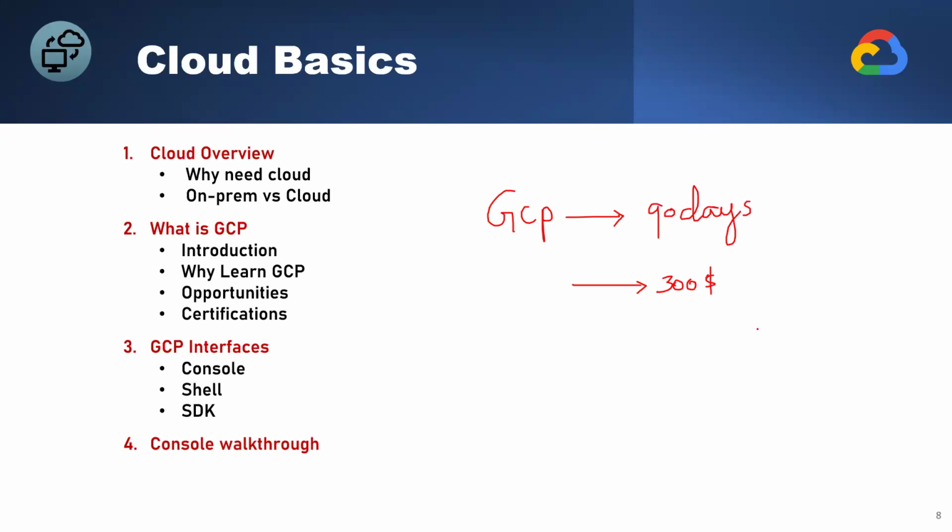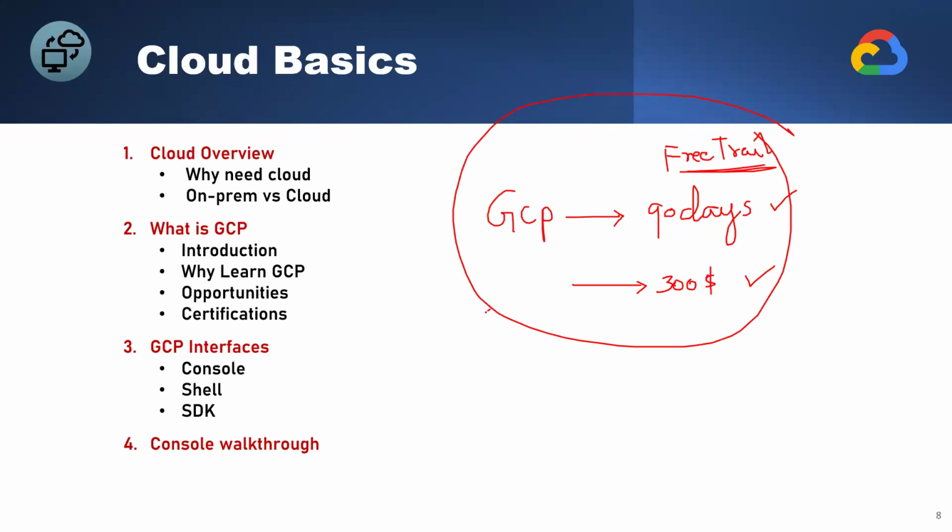Okay, so we are going to do all of these activities in the Google Cloud Platform only. Google Cloud Platform is providing a free trial, so you can create a free trial account. I will tell you how to create a free trial account in upcoming sessions. This trial account validity is 90 days, $300. So I'm going to tell you how to set up a free trial account in the console walkthrough.